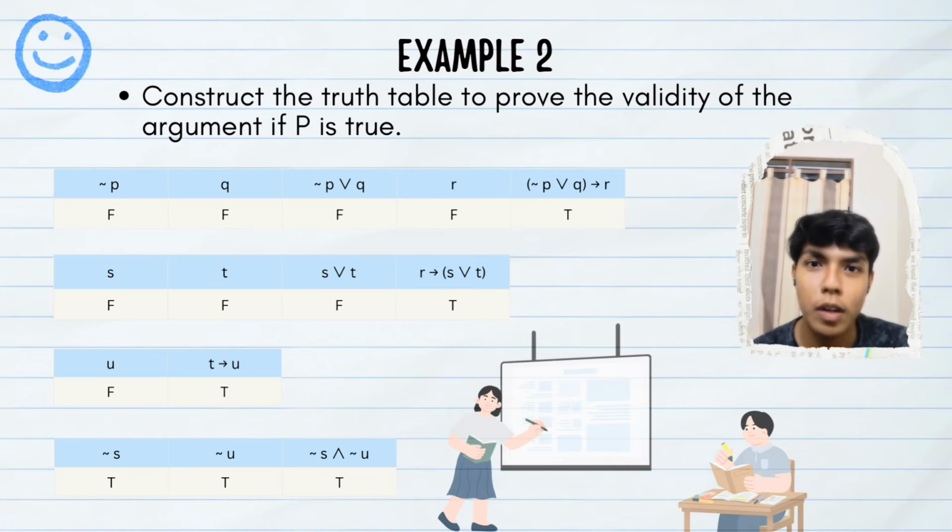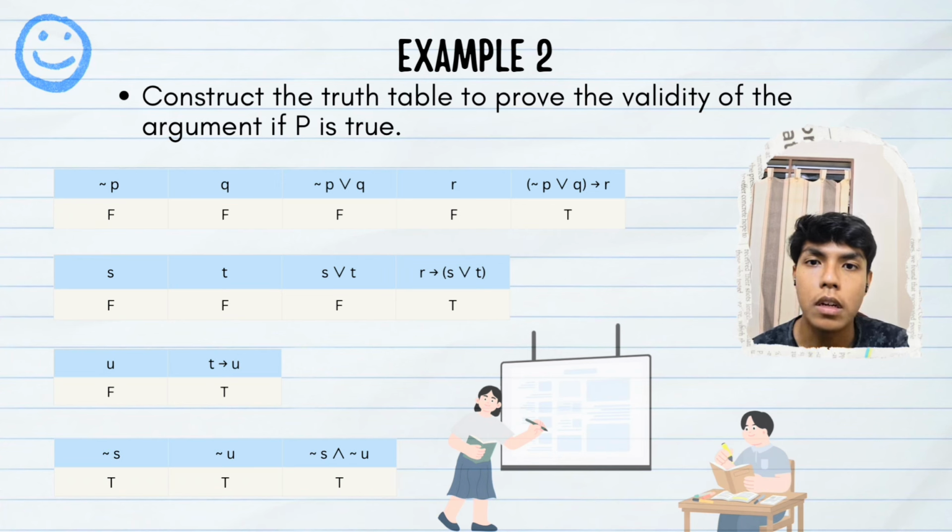For premise 1, when our P is true, then not P is false. To make sure premise 1 is true, our Q is false, so that not P or Q is false. Our R is also false, so that (not P or Q) implies R is true. To make sure premise 2 is true, our S and T have the same truth value, which is false. So when S or T, the answer will be false. We know that our R is false, so we can say that R implies (S or T) is true.